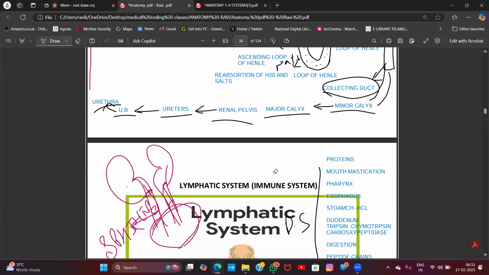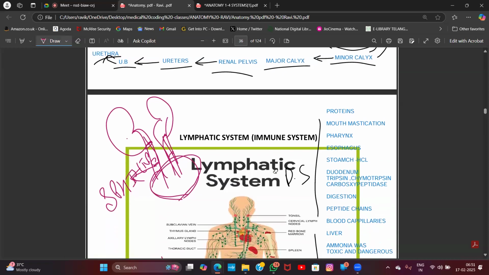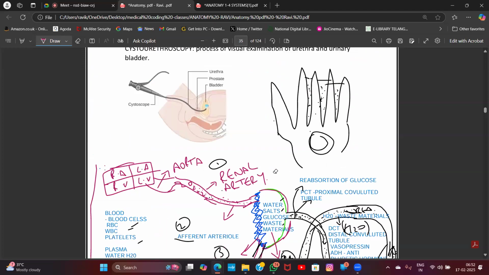Where is the urinary bladder located, anterior or posterior? Kidneys are present posteriorly. The urinary bladder is present on the anterior, the front side. Due to the filling of urine, the contraction of the urinary bladder will happen. What is meant by contraction? It goes inward. Contraction of the urinary bladder causes the urine to go into the urethra.